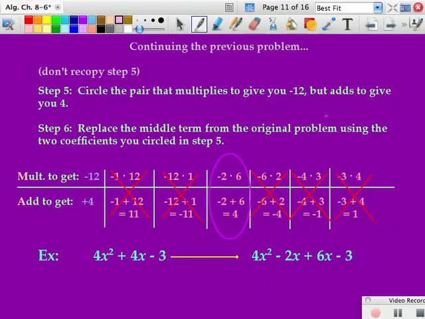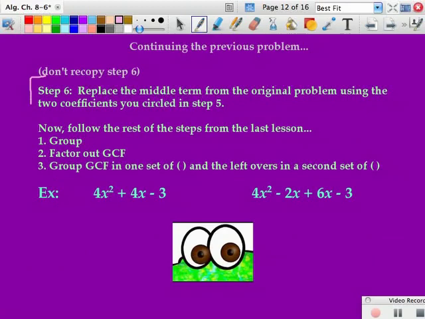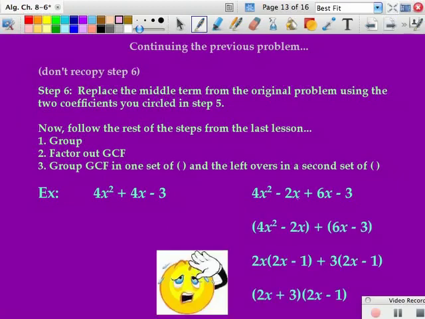After we've replaced, now the rest is steps from our last lesson, okay? And I know your eyes are bulging out of your head right now, but it's okay. It seems like a lot, but it gets easier the more you practice it. So, group together first 2, last 2, plus sign in between, GCFs of each one, and then group together the GCFs and what's left over.